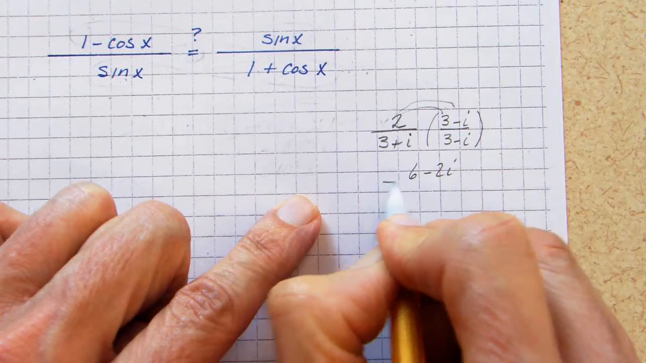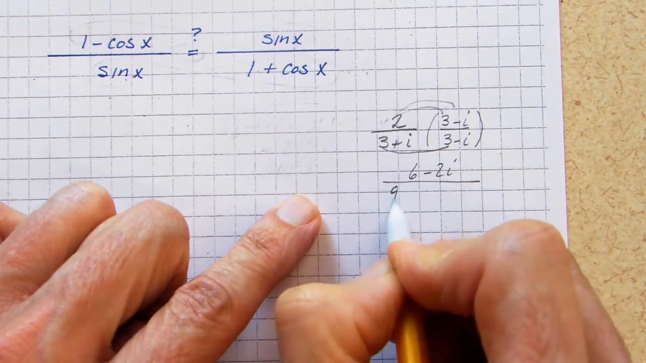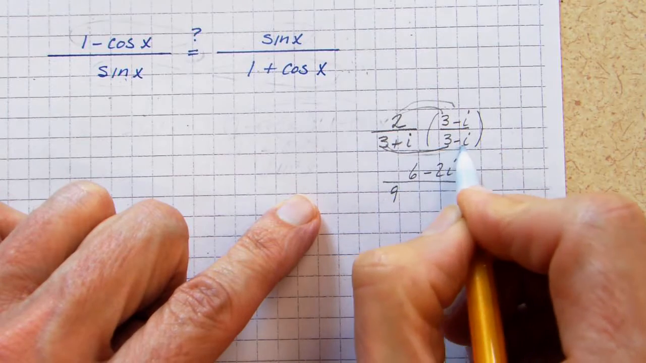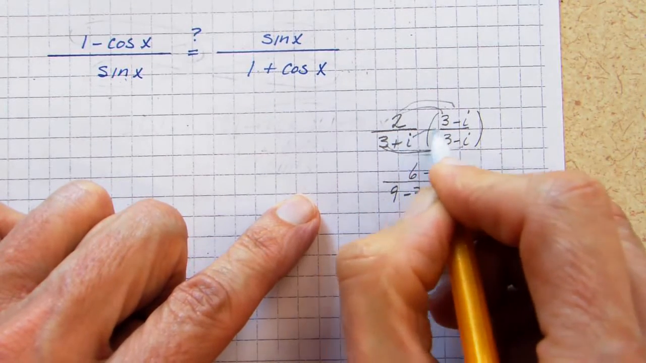And on the bottom, this is where it gets really interesting. 3 times 3 is 9. This makes minus 3i plus 3i.